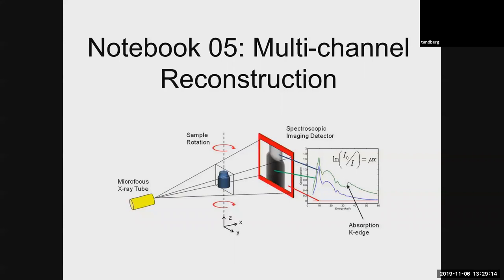So if you remember from the talk that Vigelis gave on Monday and some other talks on spectral CT, one of the main differences with this multi-channel reconstruction is that we're using a spectroscopic imaging detector where we can also acquire the energy values of all the photons that are arriving. And so we essentially get an extra energy-based dimension to our data sets. As a result, we have to vary the way in which we reconstruct and handle this data.